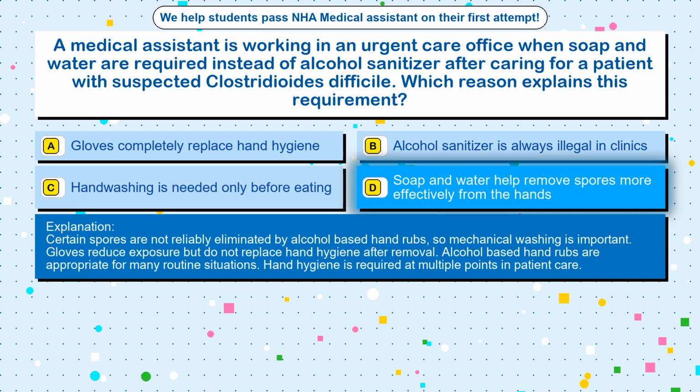Certain spores are not reliably eliminated by alcohol-based hand rubs, so mechanical washing is important. Gloves reduce exposure but do not replace hand hygiene after removal. Alcohol-based hand rubs are appropriate for many routine situations. Hand hygiene is required at multiple points in patient care.